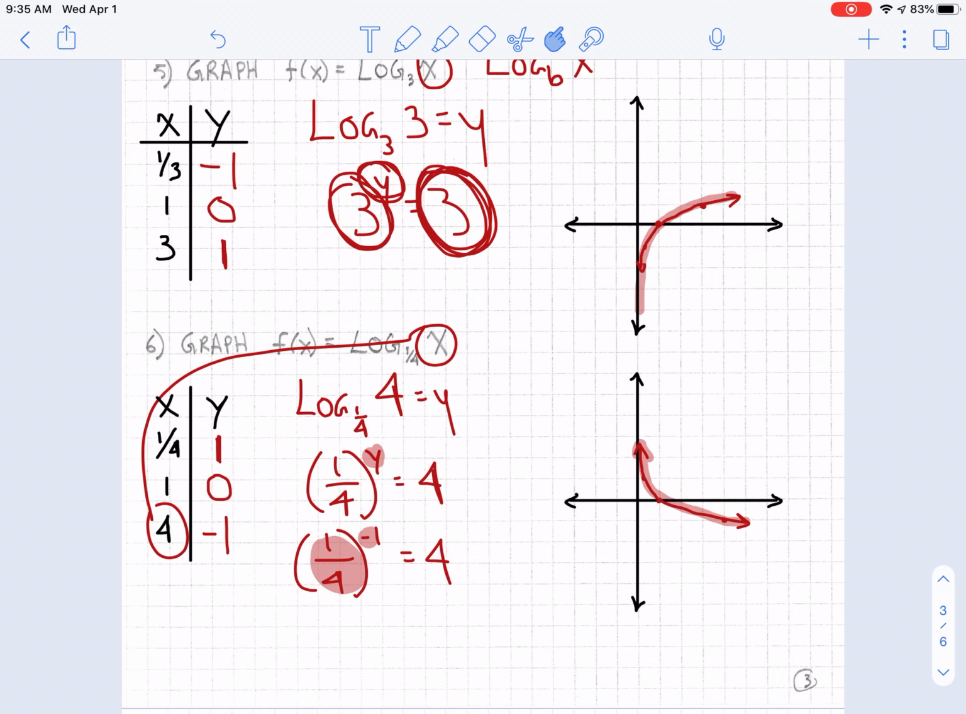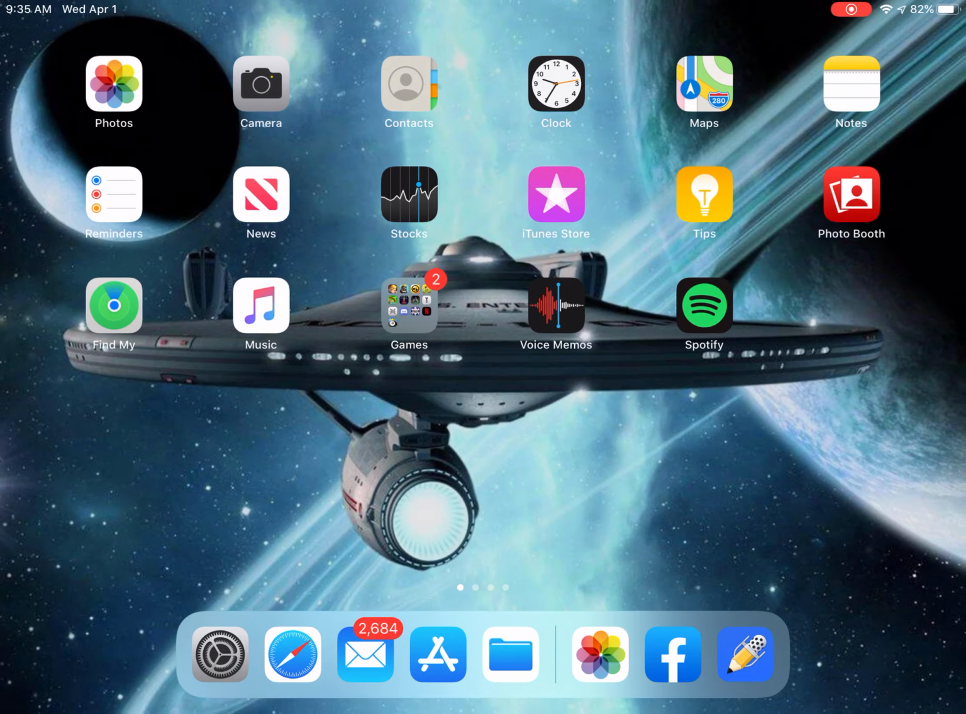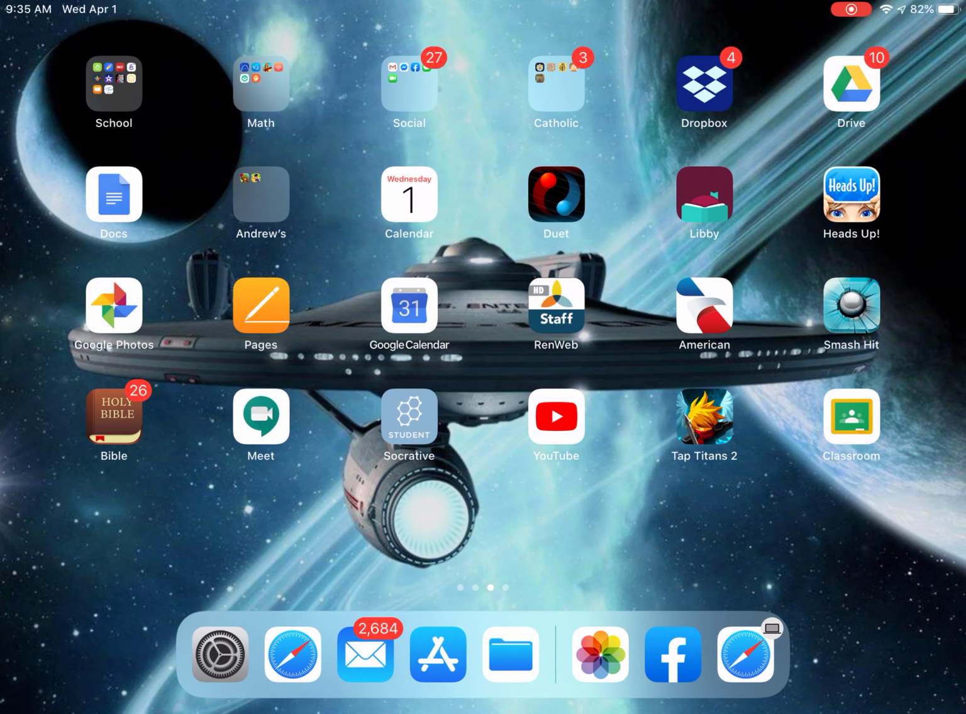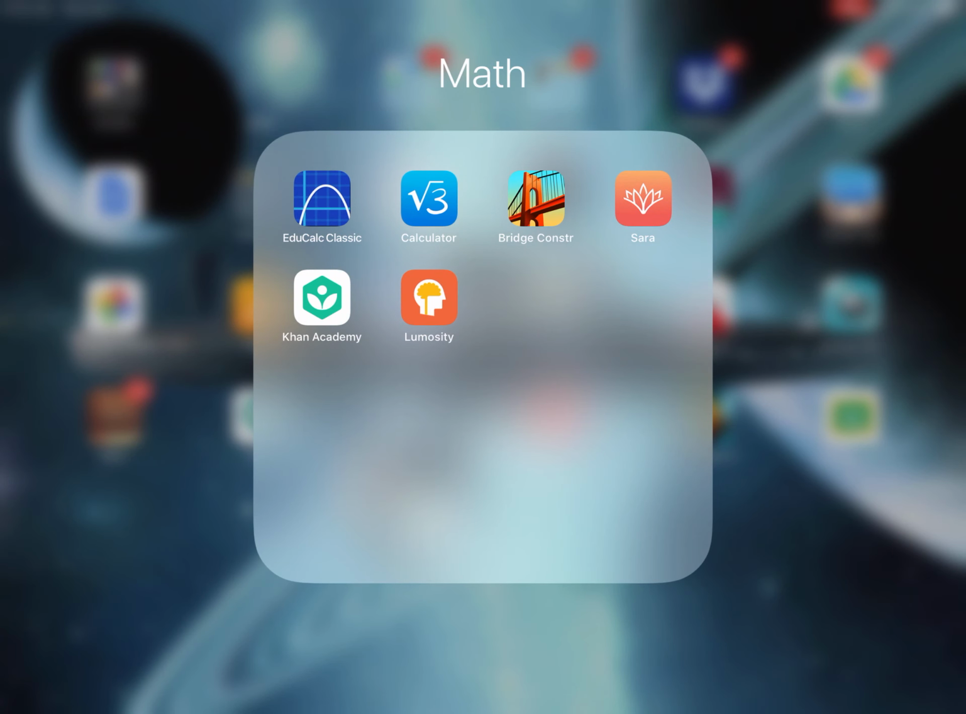Now, one other thing, if you do not have a graphing calculator to try some of these, I suggest you download this app. You should download this app right here. It's the blue one there at the top, EduCalc Classic. It's free, and it's so you can do a lot of graphing, even logarithms. You have to play around with it to find the logs, but you can graph logs using this app. I suggest you get it if you don't have a graphing calculator, because you don't really need a graphing calculator right now.